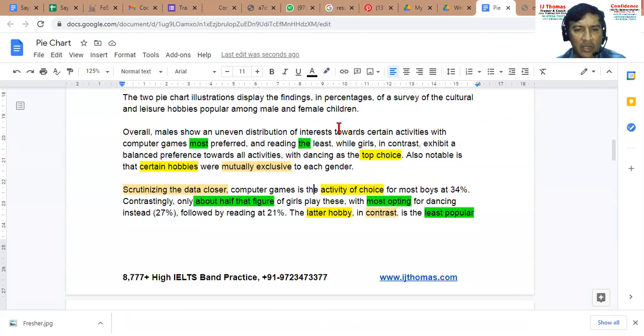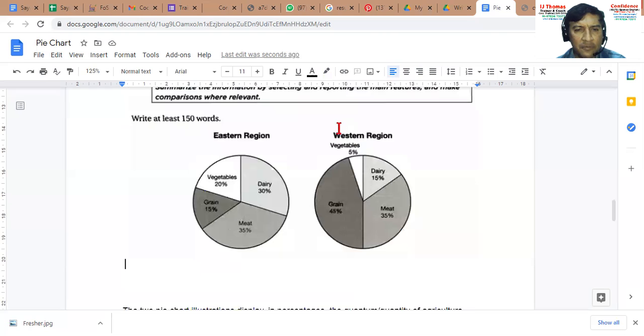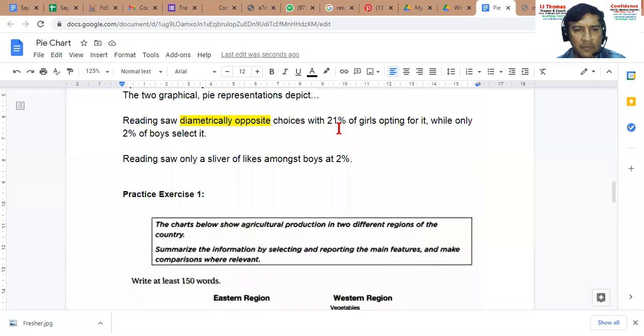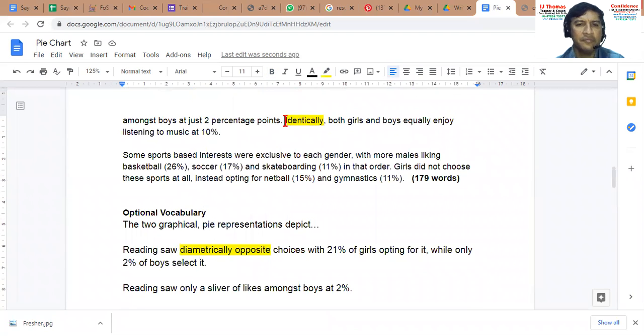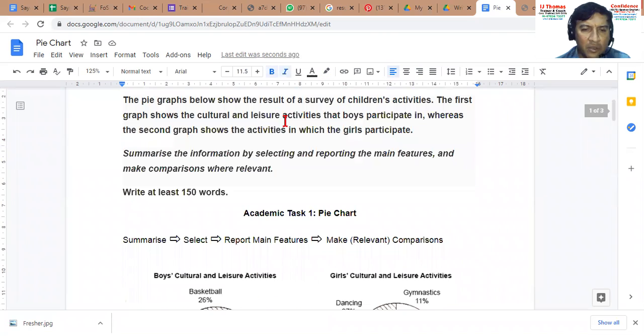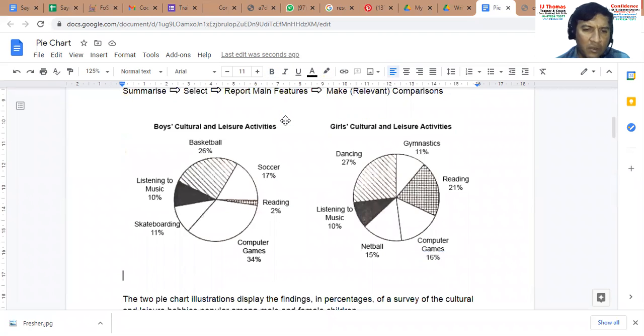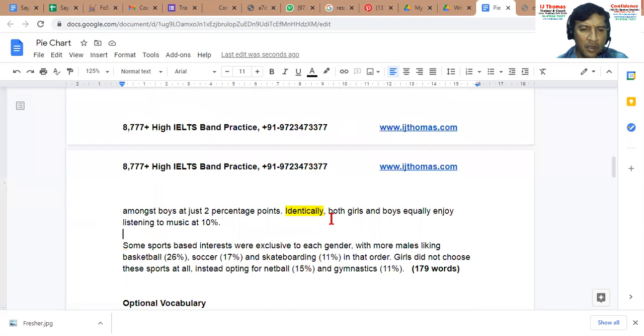So what did I say about identically? Can you read it? Identically, both girls and boys equally enjoy listening to music at 10%. See? So hopefully whenever a chart comes, you will look at what is identical, what is double. We were talking about music. Here it is 10, here it is 10. So we put identically. Get it? Okay. Next.